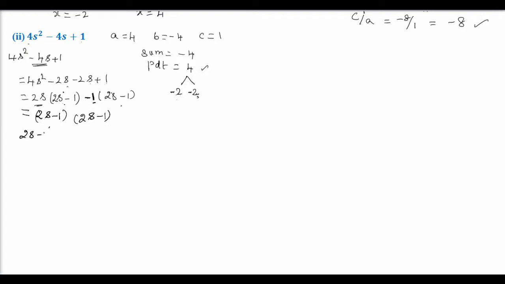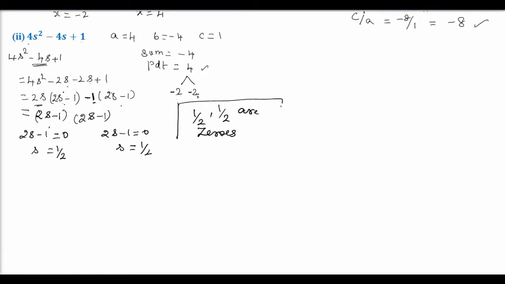Now equating them to 0. The first factor is 2s minus 1 equals 0. That gives me s equal 1 by 2. Similarly, the next factor is also 2s minus 1 equals 0. So equating it to 0, I get again s equal 1 by 2. So this is how I got the roots of the polynomial. 1 by 2, 1 by 2 are the zeros of the given polynomial. Okay, now let's go to the verification part.